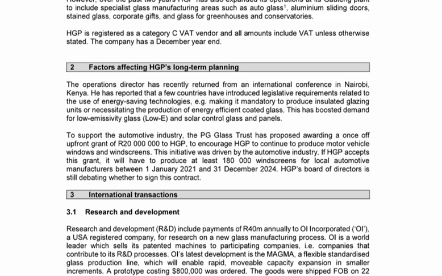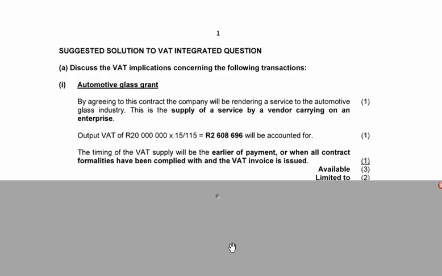So let's have a look at the actual solution itself. It says, by agreeing to this contract, the company will be rendering a service to the automotive glass industry. This is the supply of a service by a vendor carrying on an enterprise. Okay, 1 mark. Output VAT, 20 million. All amounts include VAT. When things include VAT, times 15 over 115.